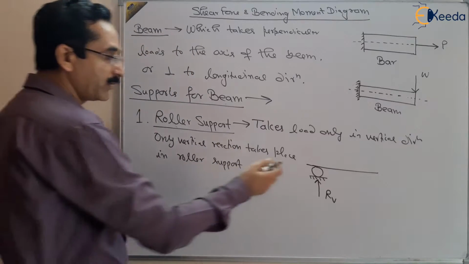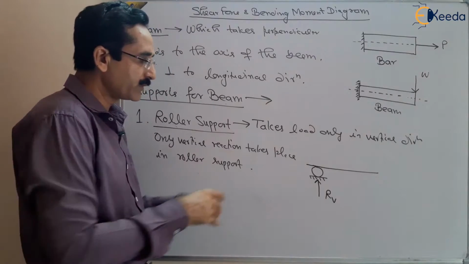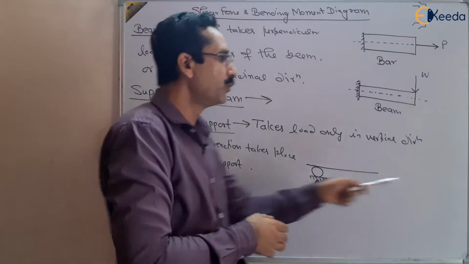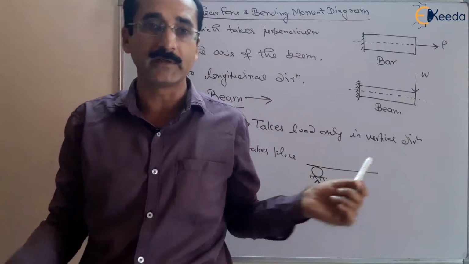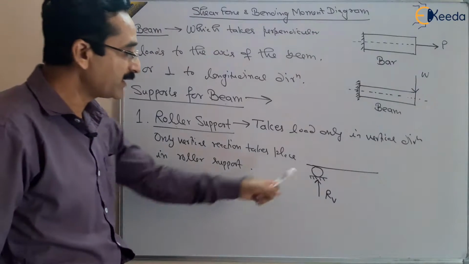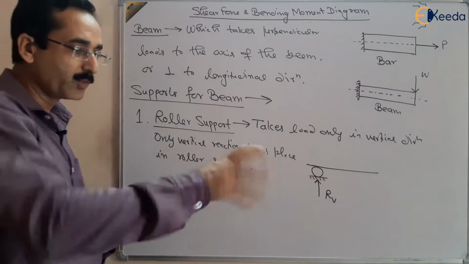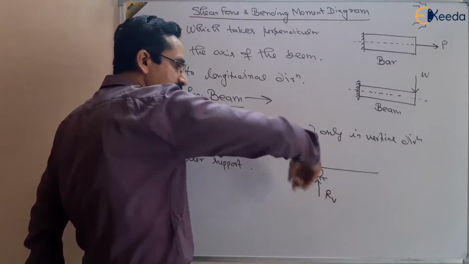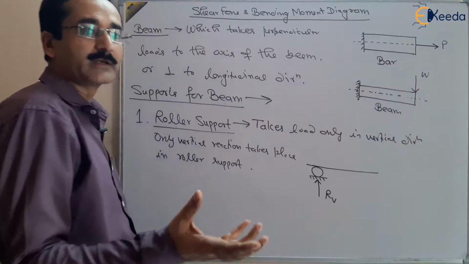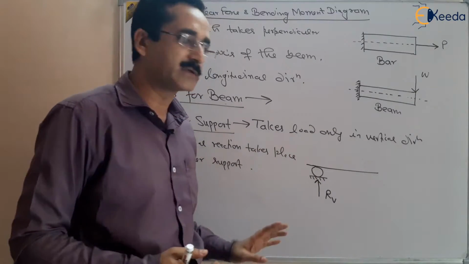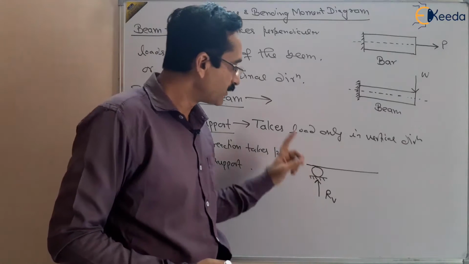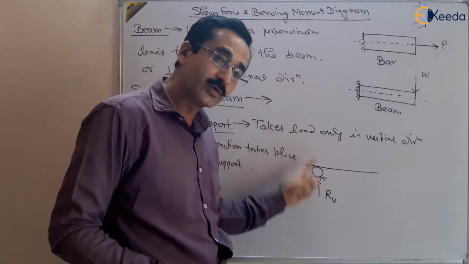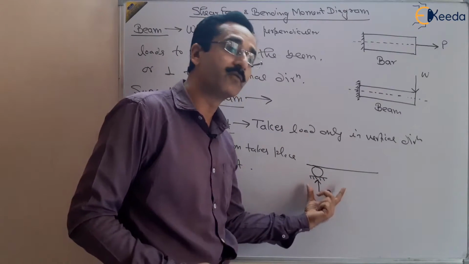right? Why is there no horizontal reaction? Because it can roll in the horizontal direction. When we apply a force in the horizontal direction, it will move, and there will be no reaction developed in this roller support. And why is it not able to take a couple or moment? Because when we try to rotate it, it will rotate about this axis, right? So it will not be able to take moments. It cannot take horizontal reaction, there is no resisting moment taken by this, and no resisting horizontal reaction. It will take only vertical reaction, right?